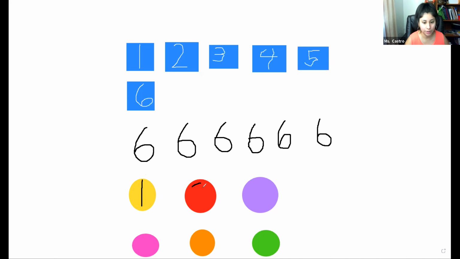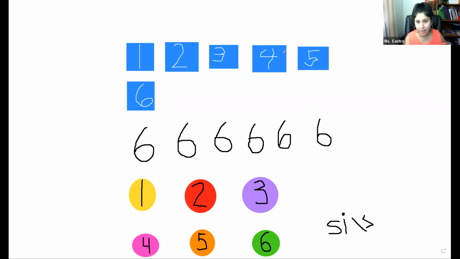1, 2, 3, 4, 5, 6. I'm stopping at 6 because that's the last number that I counted for the caps. Now they want us to trace the word 6. So 6 is with the letter S, I, X. That's how you write the number 6 as a word.